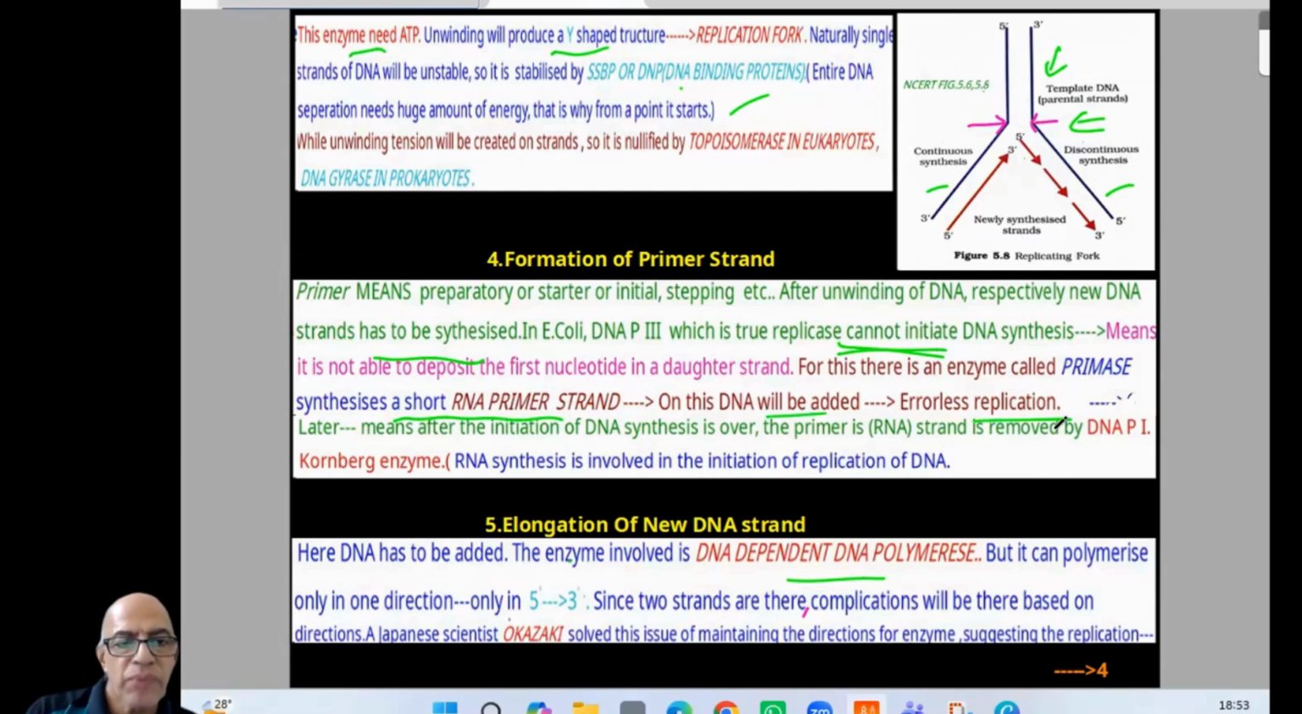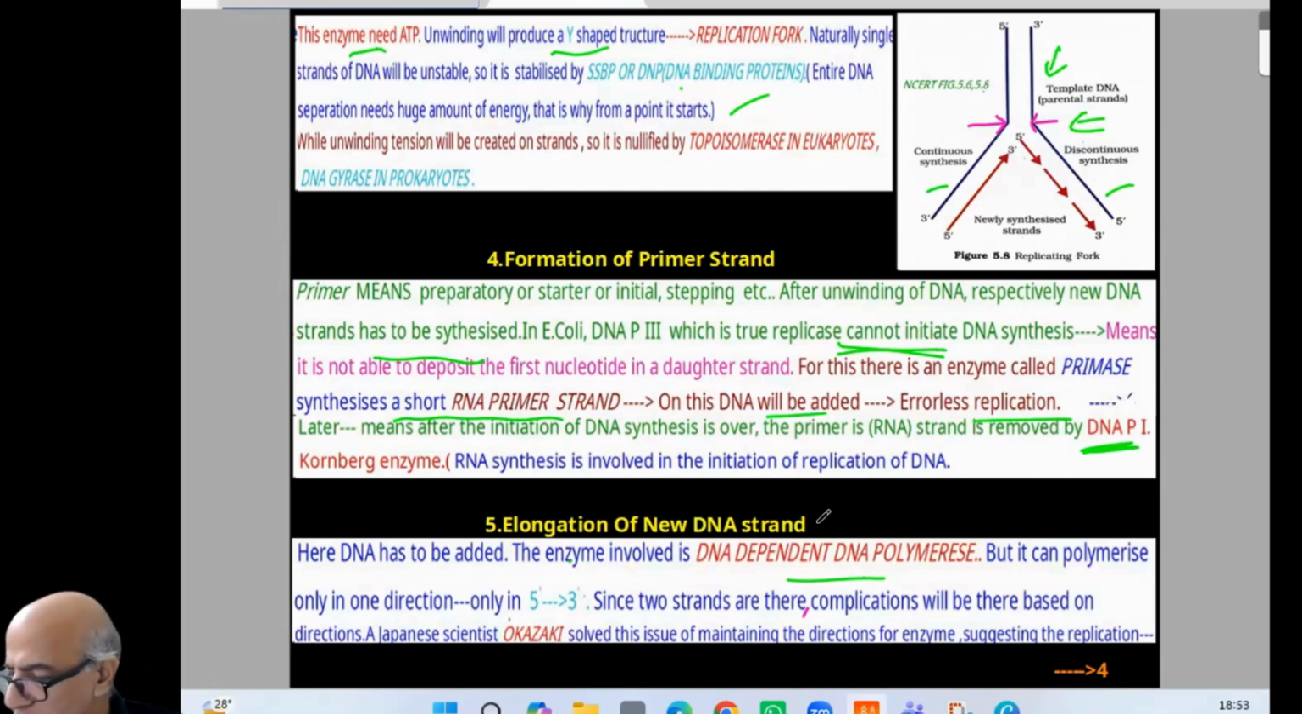Later, after the initiation of DNA synthesis is over, the RNA primer strand is removed by DNA polymerase 1, again important. It is always called a convergent enzyme. RNA synthesis is involved in the initiation of replication of DNA: RNA primer and RNA primase.